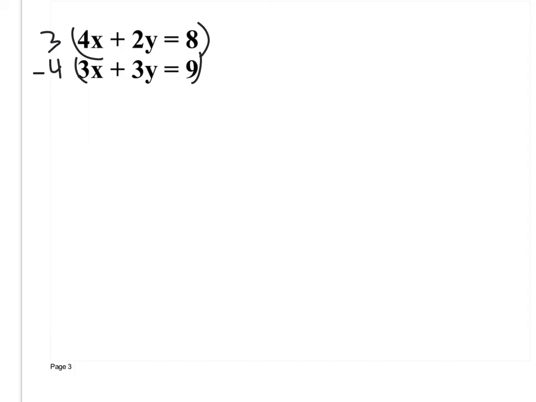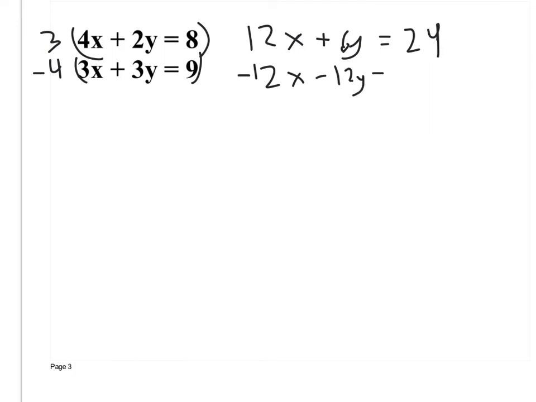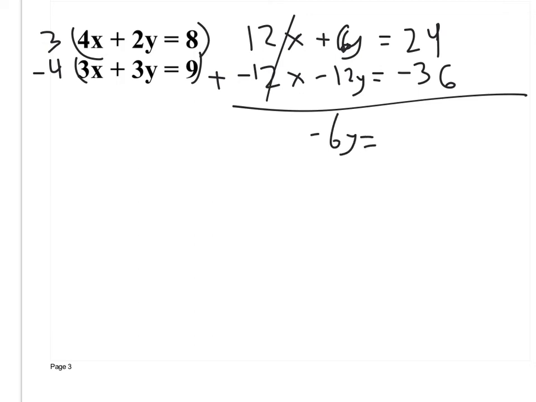So the top one is by 3 and the bottom one is by negative 4, so this should be 12x plus 6y is equal to 24. And on the bottom it should be negative 12x minus 12y is equal to negative 36. Is that right? Is that what you guys got? Now we just add them. The x's cancel. 6 minus 12 is negative 6y. 24 minus 36 is negative 12. Divide by negative 6. y is 2.